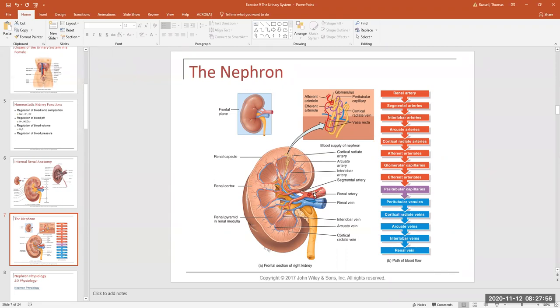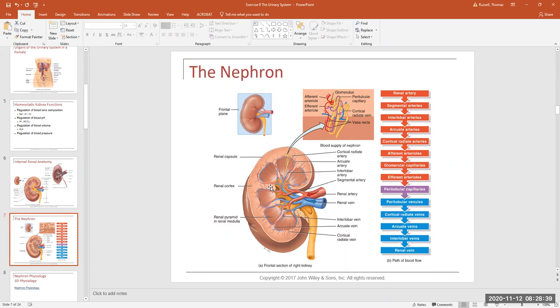And as soon as the renal artery enters the kidney, it divides into what we call segmental arteries. So these little branches right after the renal artery enters the kidney are called segmental arteries. The segmental arteries then have branches that go up the renal columns. So the little red vessel that you would see along the side of a pyramid in a renal column is called an interlobar artery.